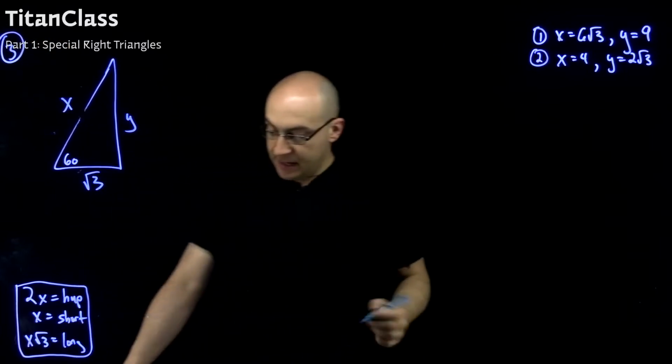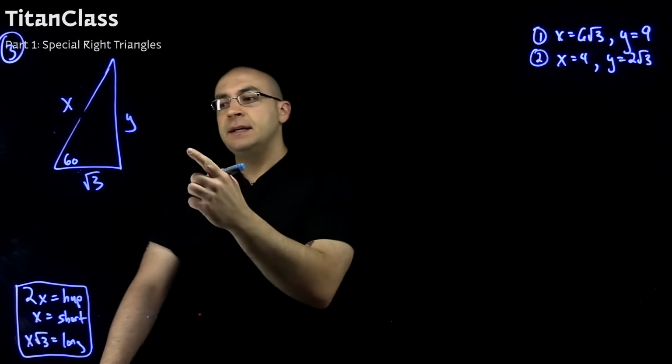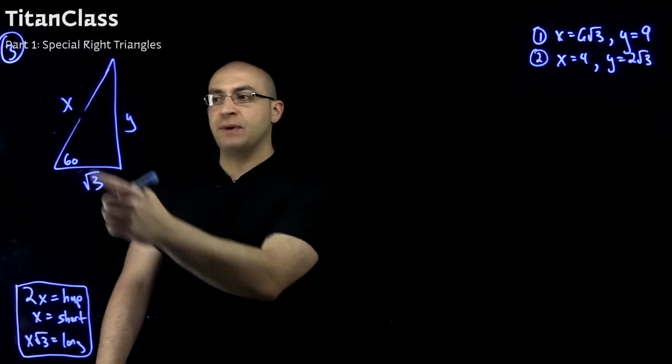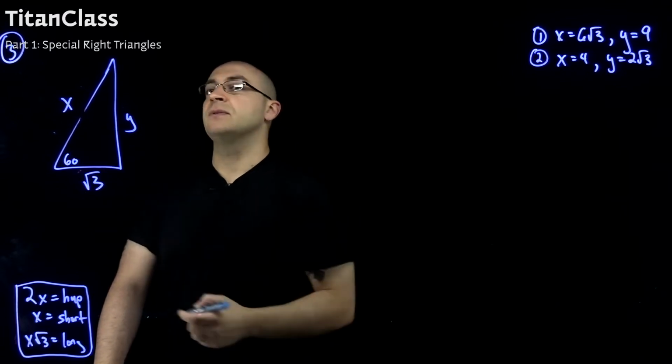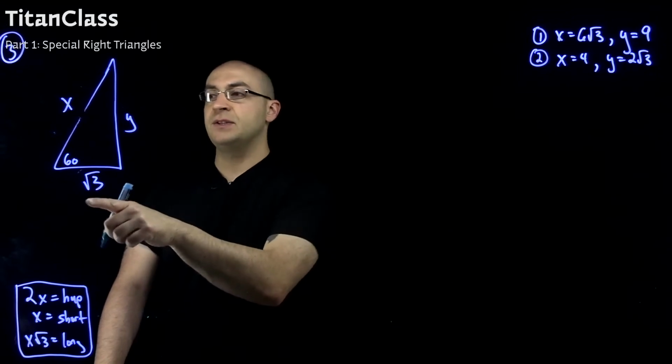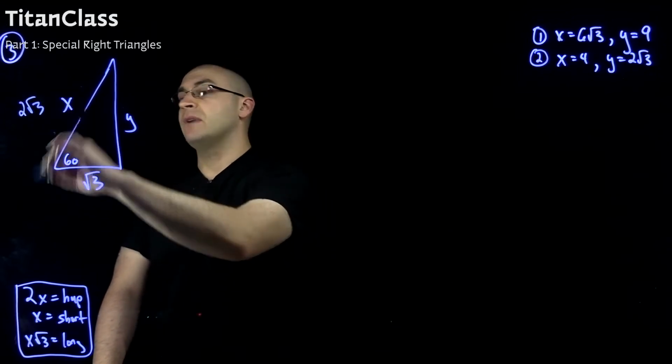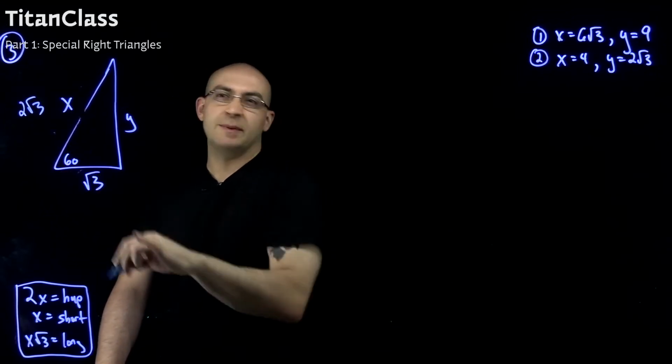Okay, now here's what we need to do. Short side is root 3. I multiply the short side by 2 to get to the long side. So if I multiply this by 2, then x is just going to be 2 root 3 because there was a 1 in front, right? So I just multiply that by 2.